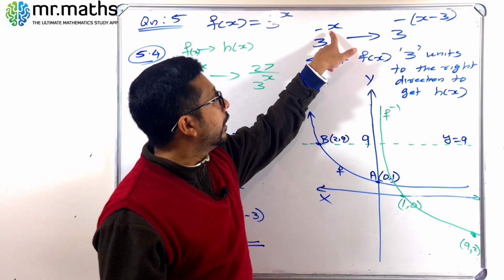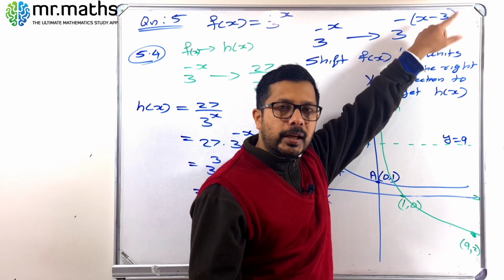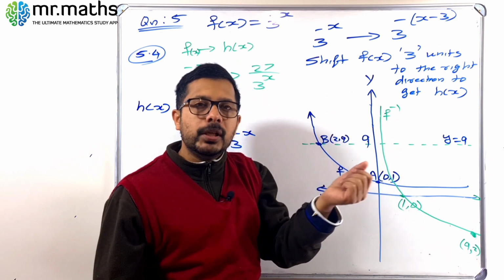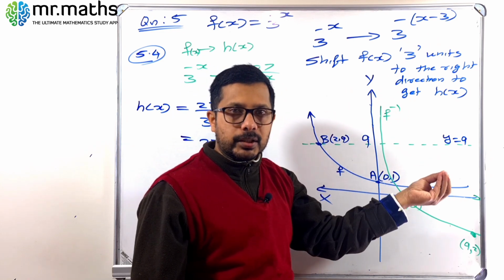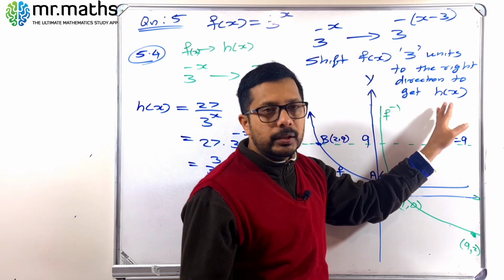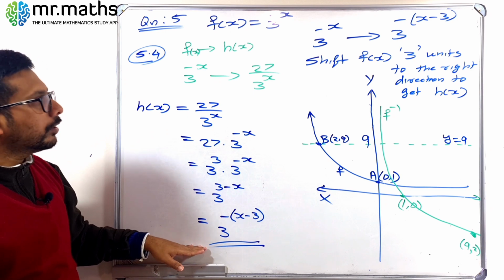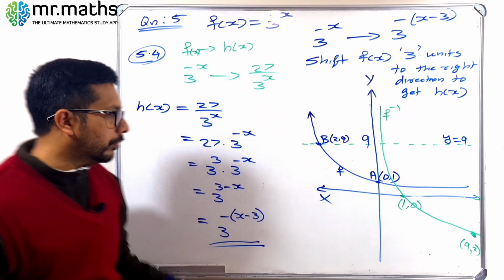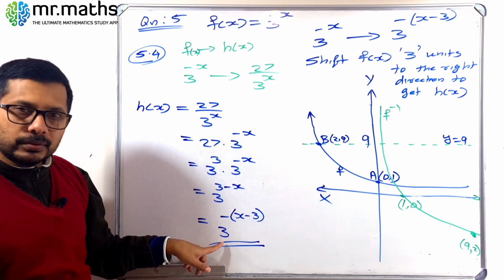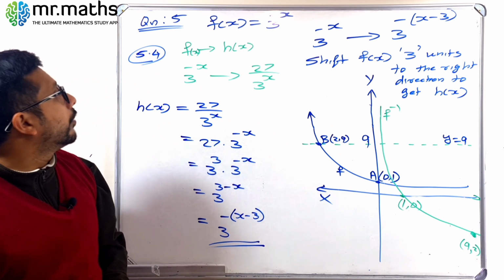Okay, in this minus x, minus x minus 3, x changes to x minus 3. That is actually what happened. X minus 3 means 3 units to the right direction. So this is the answer: shift f of x 3 units to the right direction. When you write your exam, you have to show how you get this answer. First you have to show this 27 by 3 raised to x is the same as this one, then you have to write the transformation. So that is question number 5.4.